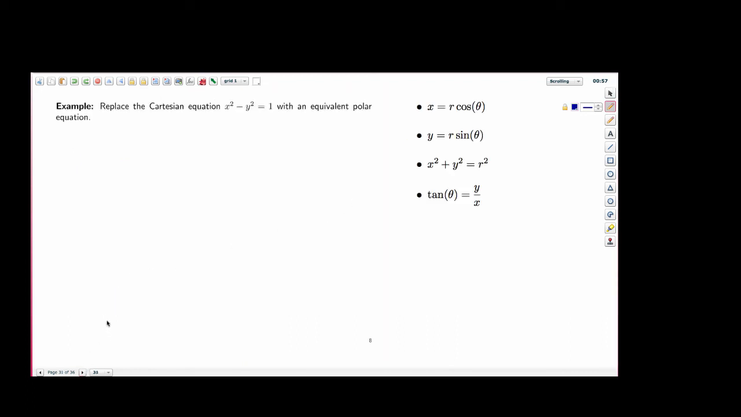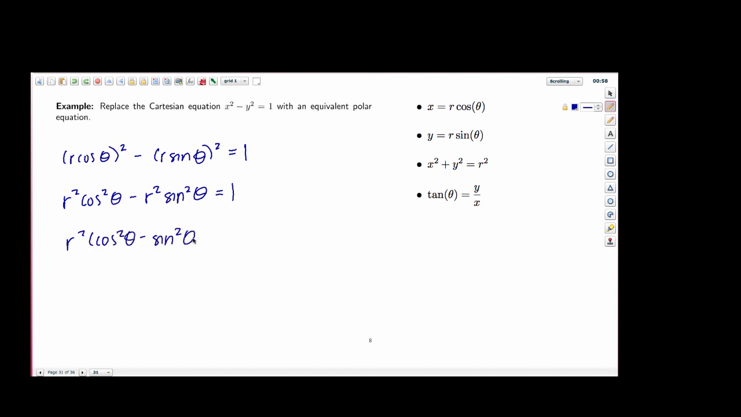All right, let's do one more of these conversion problems. So now if we had x squared plus y squared, we could just make that r squared, but it's x squared minus y squared. So x we can replace with r cosine theta, so we get r cosine theta squared minus r sine theta all squared equals 1. We now have a polar equation. We can simplify it a little bit. This becomes r squared cosine squared theta minus r squared sine squared theta equals 1. I can factor out my r squared and get r squared times cosine squared theta minus sine squared theta equals 1. And you could use trig identities to simplify that further, but we'll just leave it as it is.